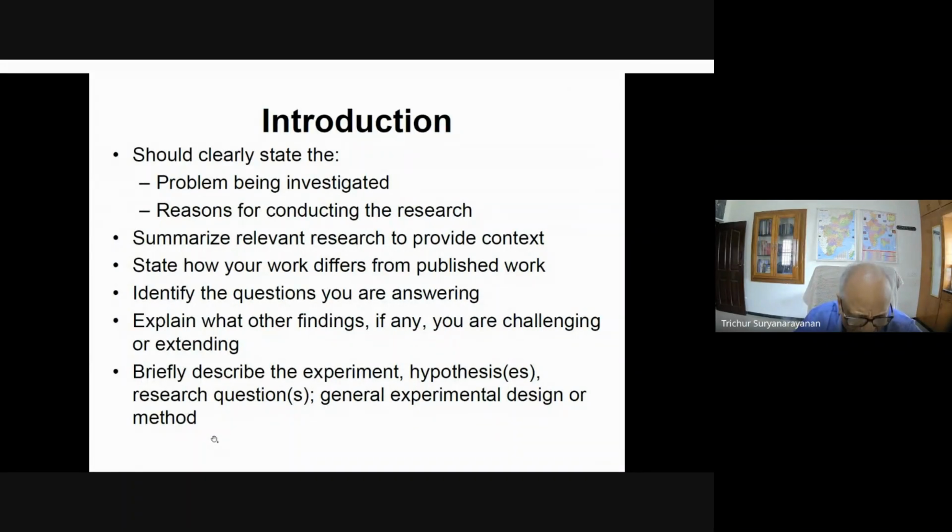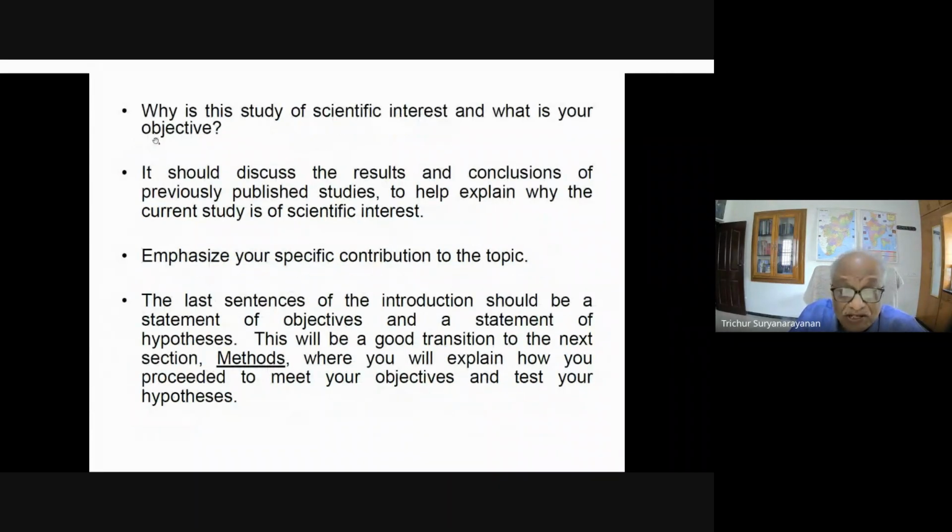You don't have to be very detailed about the method because there is a separate section on methods. So the introduction is designed in such a way to tell the others why this study is of scientific interest and what your objective is. The introduction should discuss the results and conclusions of previously published studies to help explain why the current study is of scientific interest. It should emphasize your specific contribution to the topic. And the last sentence of the introduction should be a statement of objectives and a statement of hypothesis. This will be a good transition for the reader to move smoothly to the next section, namely methods, which will explain how you did this work.